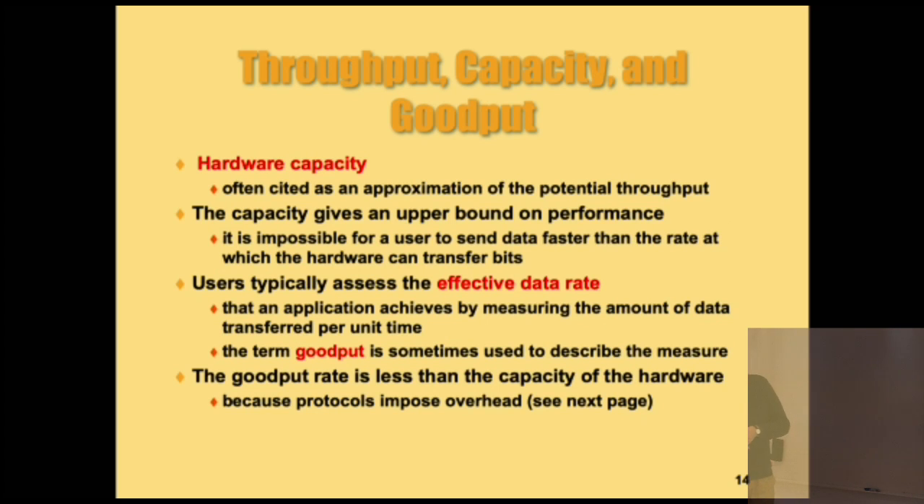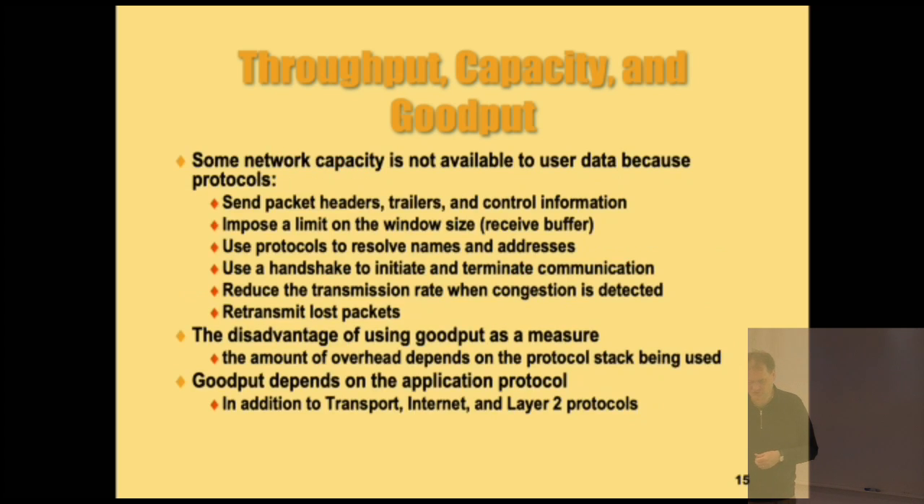So hardware capacity, the potential, the maximum, is always an upper bound, because there are things that are limiting it. The effective data rate, we call what we actually get, and as I said, goodput is the term that we can use here. Why can't we achieve the maximum, the hardware capacity? Well, there are a number of reasons why we can't do that. So here we see some of the reasons.